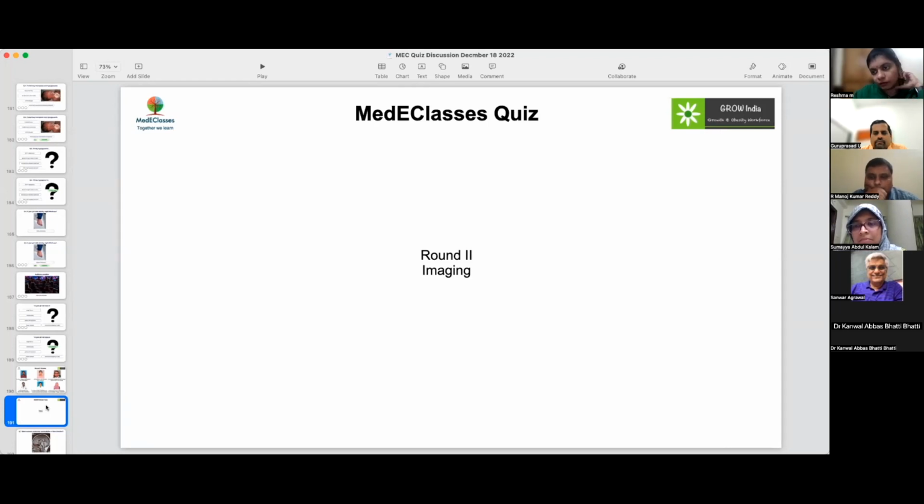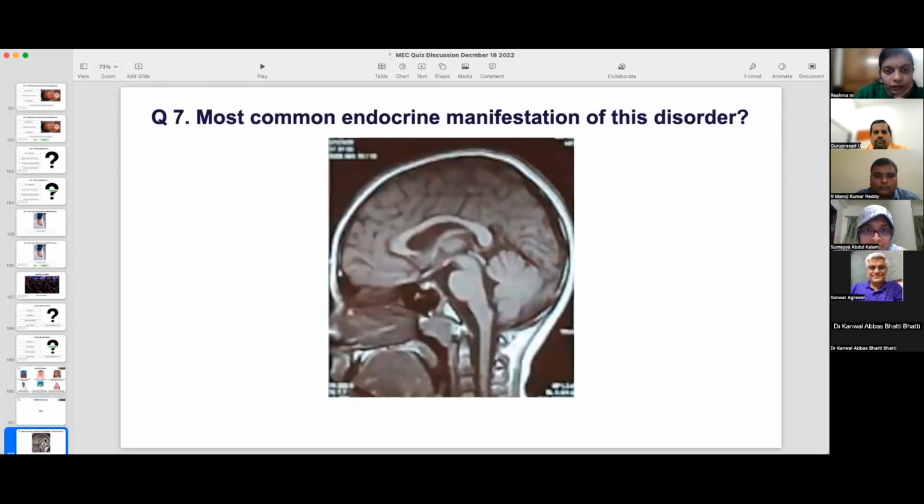So we'll start with Dr. Guru Prasad. Your direct question is this. You see this image. You have to tell me what is the most common endocrine manifestation of this disorder. This pituitary imaging. You are seeing something. I want to know what is the most common endocrine manifestation. Of course, you have to tell what you are seeing, but you won't get marks. You may get half marks if nobody else tells us, but you have to tell me what is the most common endocrine manifestation of this disorder.